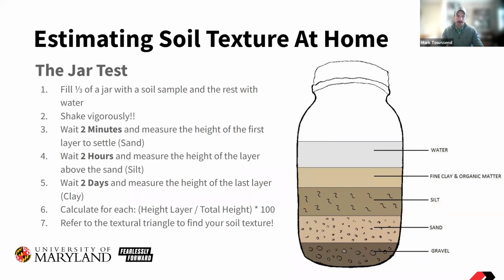Percent sand, percent silt, percent clay. Find ourselves in the middle of that, and then suddenly we know what our soil texture is. You can go to a lab, and they're going to do just about the same thing, except they're going to do it in a way more scientific methodology. However, it does the same general thing.